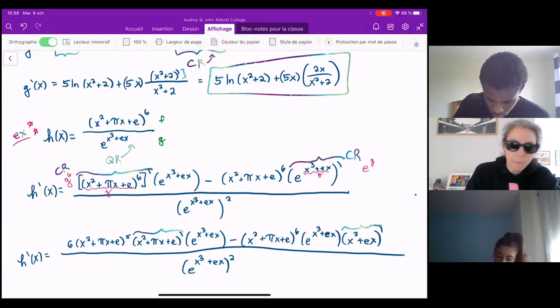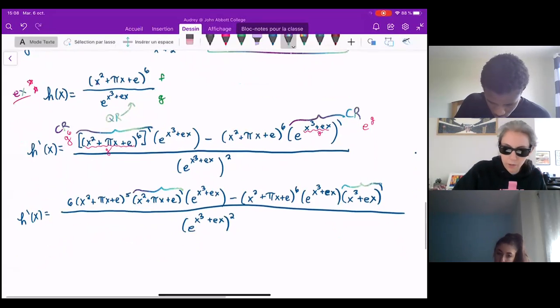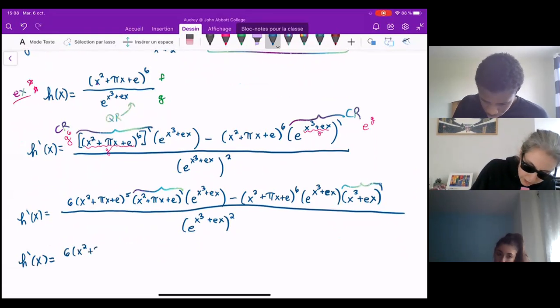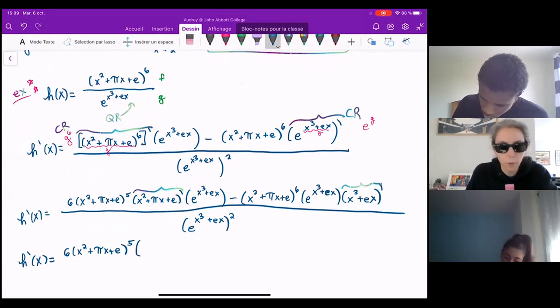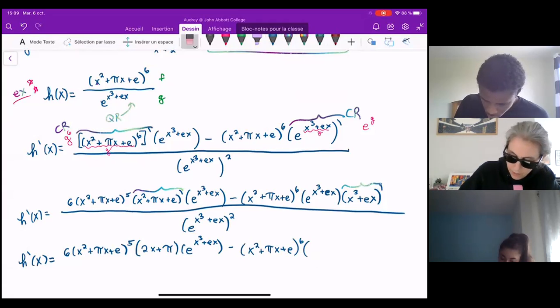Also none. So that means this next step is going to be my last step. I don't have any rules left that I'm applying here. So I will have h prime of x is equal to 6 x squared plus pi x plus e to the 5th. Now this is just a simple power rule, so I'll have 2x plus pi, e to the x cubed plus ex, minus x squared plus pi x plus e to the 6, e to the x cubed plus ex.